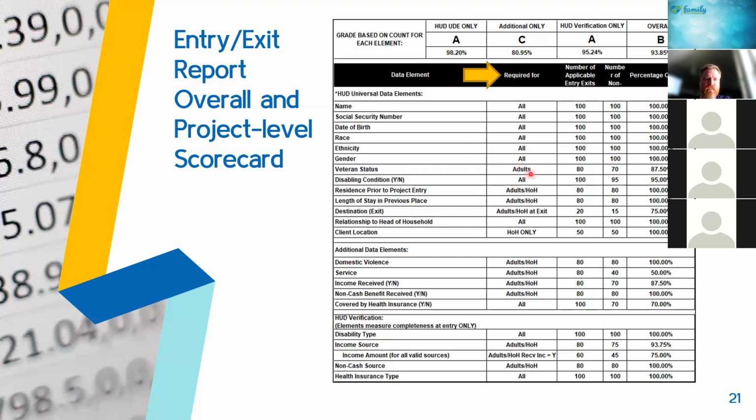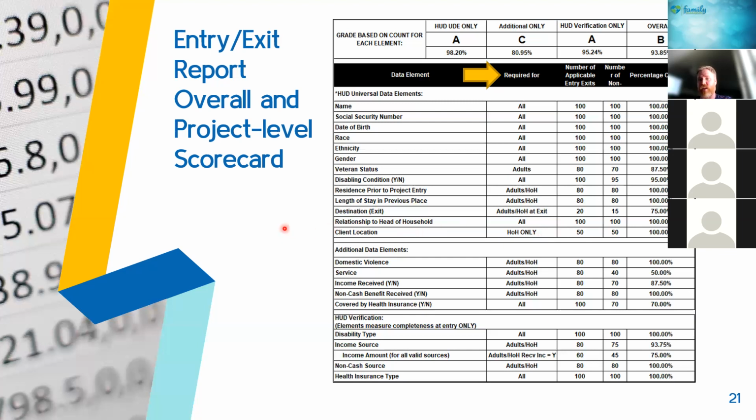If it says adults, that means anyone that's 18 and older, so things like veteran status and the homeless history questions. A lot of the things about income and non-cash benefits are looking at adults and head of household. HOH is head of household, so that would be whoever that primary client is that you're working with. And then there are a few other cases, like you're only capturing destination when they exit the project. So it's adults and head of household at exit.